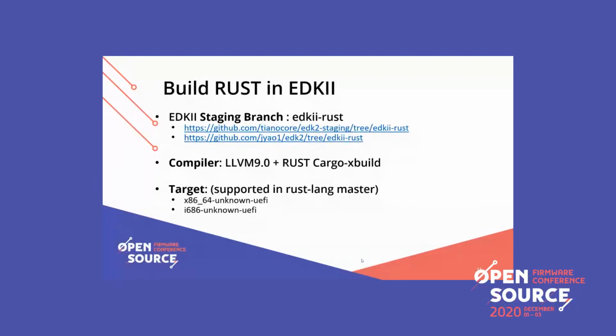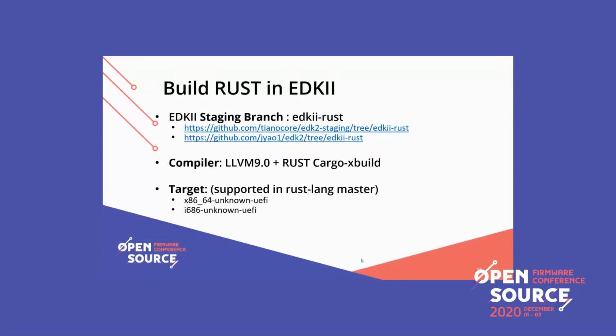We build the EFI Rust module with cargo xbuild in a Windows or Linux environment. In order to generate the .EFI image directly, we need to use the x86_64-unknown-uefi target or i686-unknown-uefi. Both of them are available in the Rust-lang Git master. These targets are also used to generate the PE library in Windows or Linux. To build the Rust library and the C library together, we can use the LLVM 9.0 compiler, which is also supported in current EDK2.